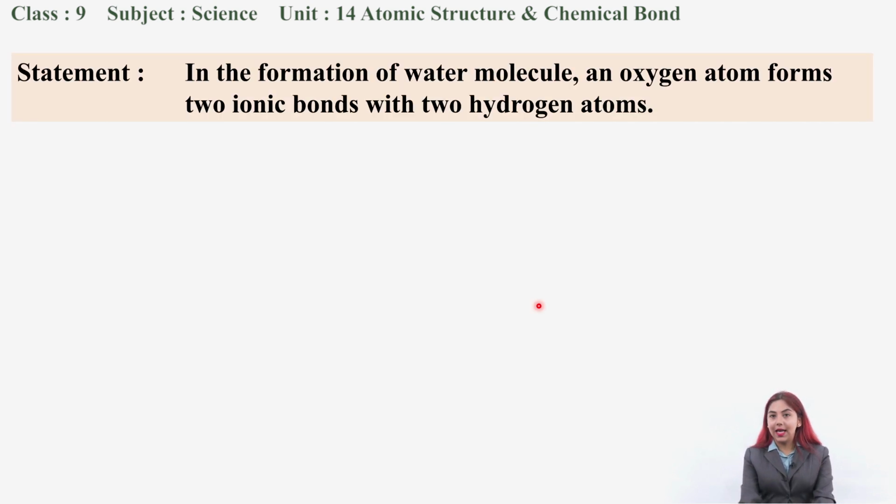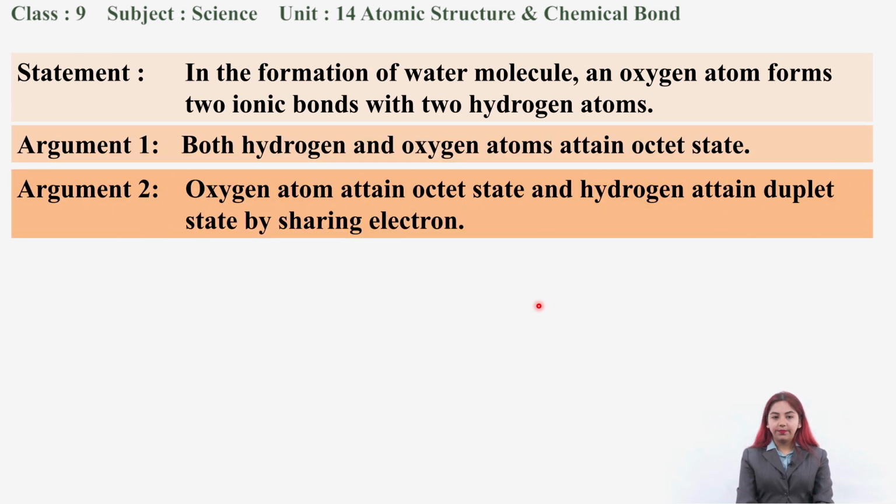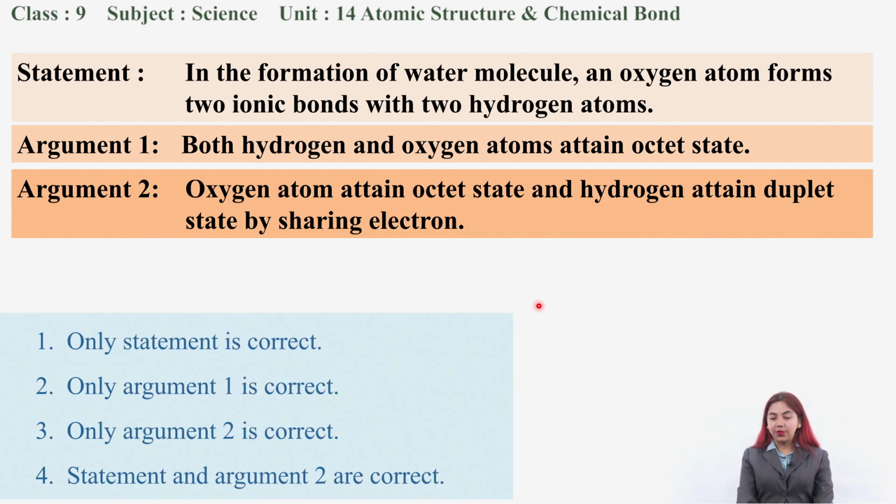Now let us answer another question. So we have a statement and two arguments, and these are the options among which one of them is correct. So let us read the statement and arguments. Statement: In the formation of water molecule, an oxygen atom forms two ionic bonds with two hydrogen atoms. Is this true?